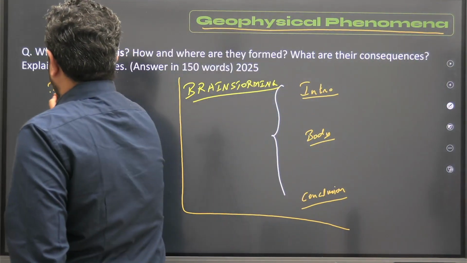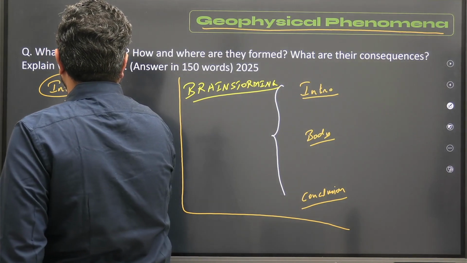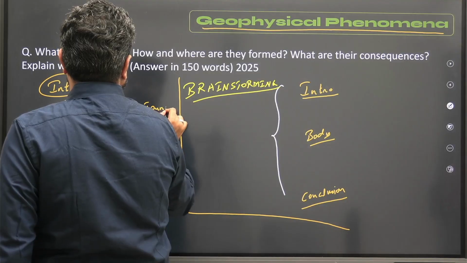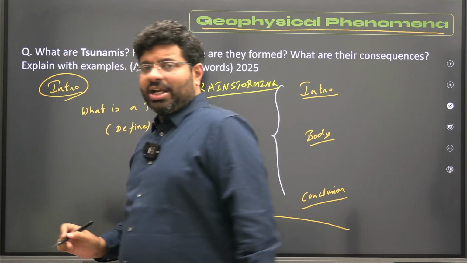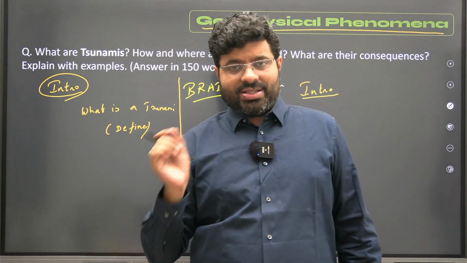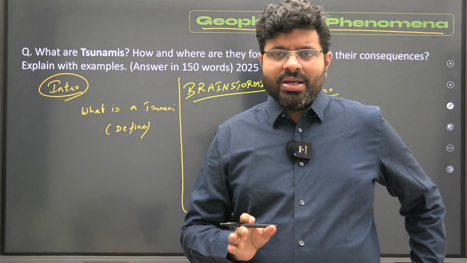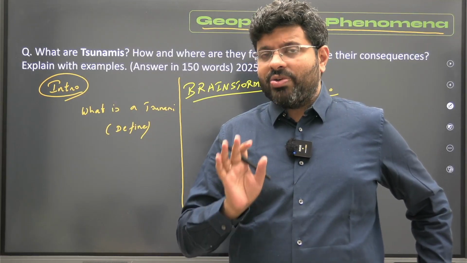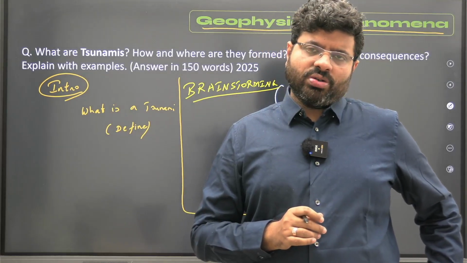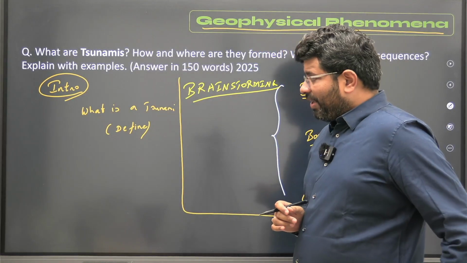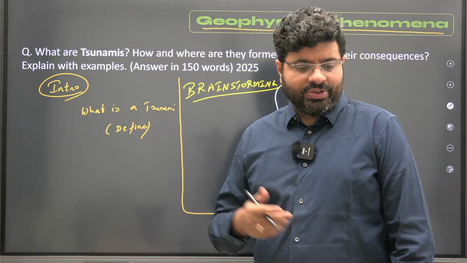Intro. Straight away you can call about what is a tsunami. Define. See, there are always straightforward questions asked in the geography exam. Out of 8 to 10 questions which UPSC asks in the mains, there will be 2 to 3 questions where you will find it very straightforward. For some of the straightforward questions, you can start with the definitions only. Tsunami, you can talk about the definition.